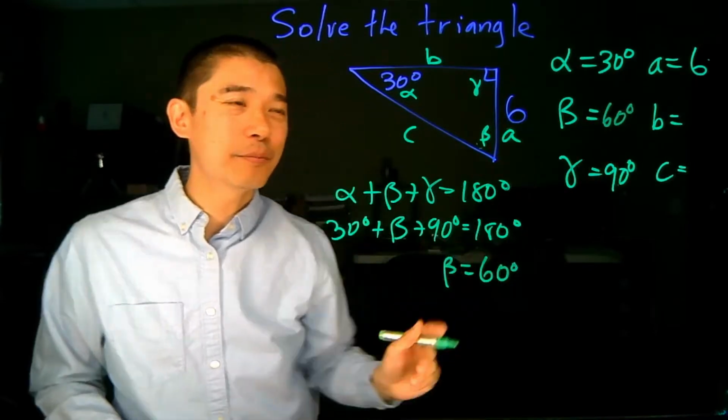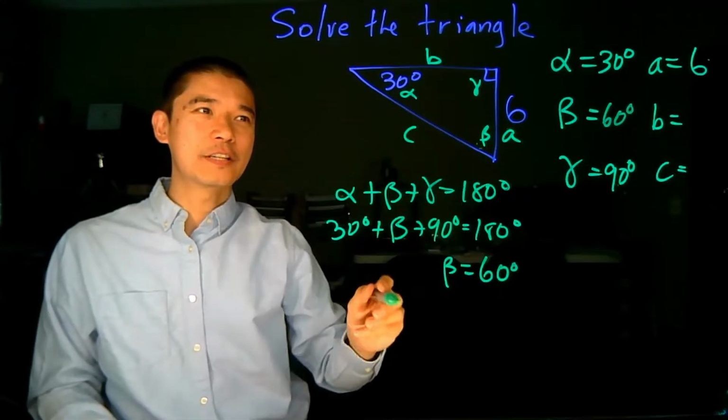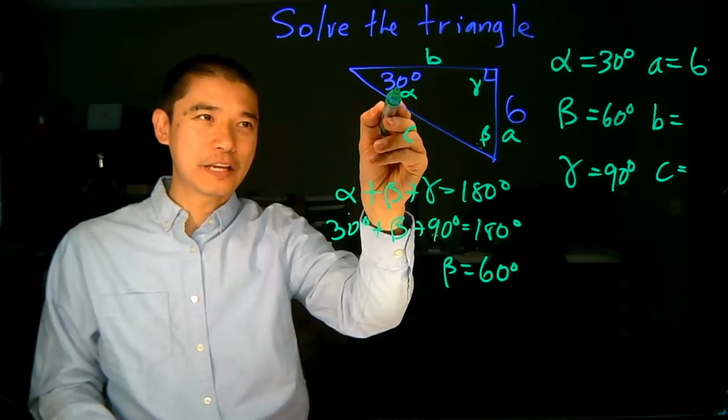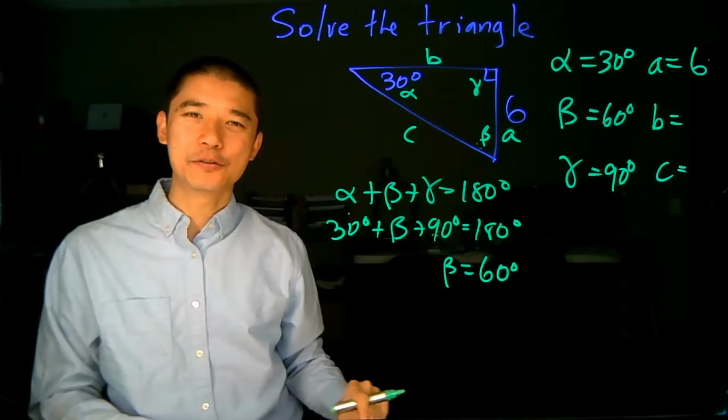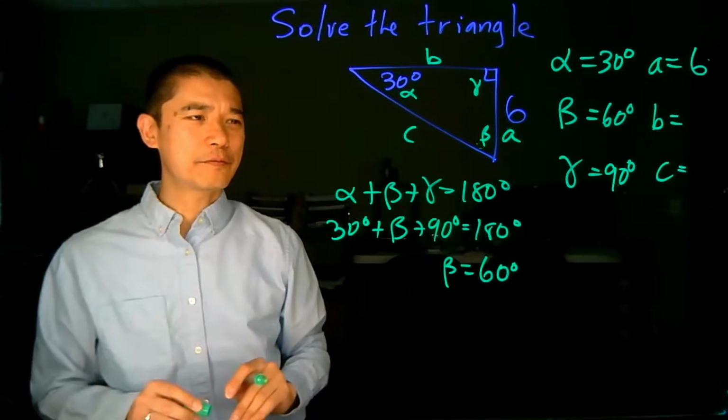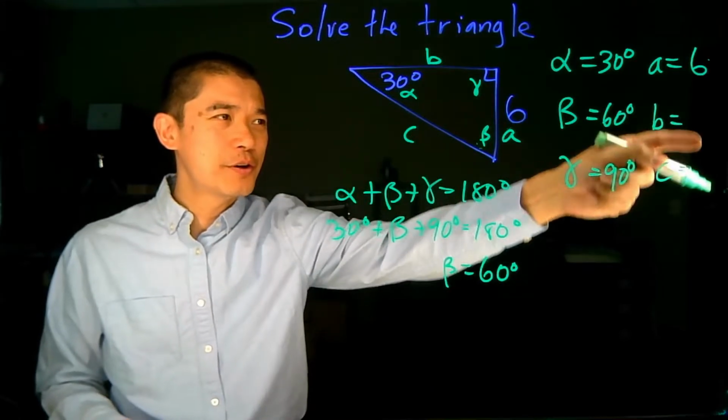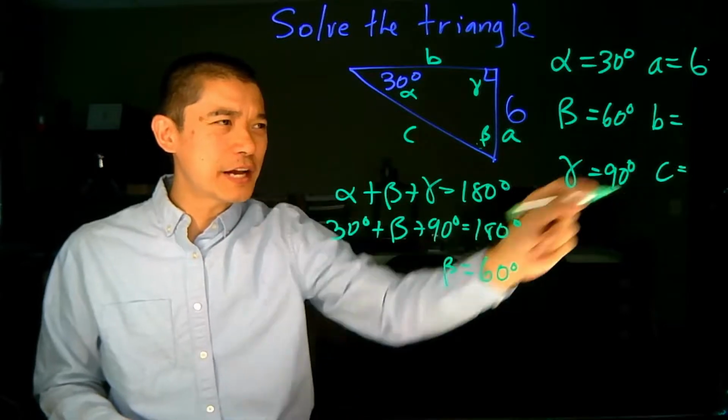Now you might have also recognized that this is a 30-60-90 triangle just from knowing that it's a 30 and 90 there. But this is how we would do it in general, just in case it's not one of those known triangles. So that's the first part of this. We now have all three angles. We need to work on the other two sides now.